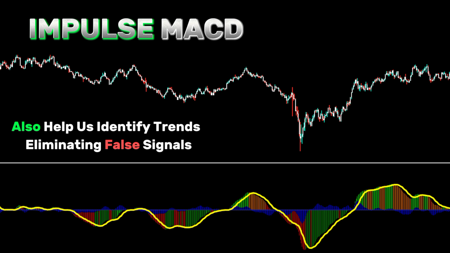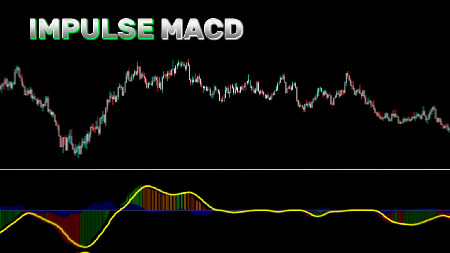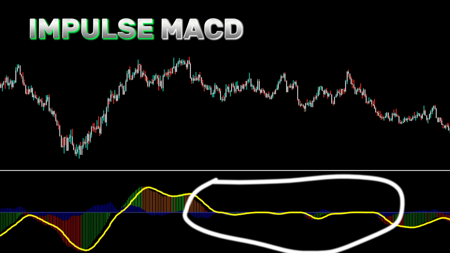The difference is that, unlike the normal MACD, which displays multiple false signals when the market is ranging, the Impulse MACD filters out these false signals and goes completely flat, as you can see here. And so because of this unique feature, you are now less likely to get trapped by these false signals. And now, I am going to show you exactly how to apply this indicator into your chart, how it works, and the different strategies that you can use.